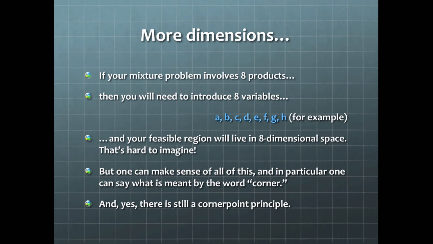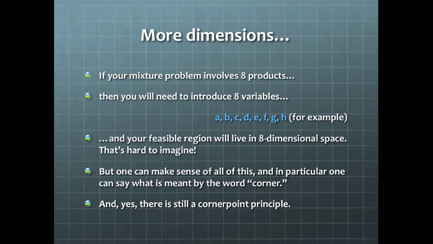Now, when somebody says that, it might sound ridiculous, or just totally frightening. But 8-dimensional space is something that one can actually think about if one is simply thinking about working in coordinates. All you're doing is talking about all the possible ordered 8-tuples of numbers. And then you have to decide which of those are feasible. So it turns out that one can actually make sense of all of this. In particular, one can even say what is meant by the word corner. I won't try to define that because now I'm just sort of giving you propaganda. We're not actually going to do any examples. But you can make sense of what it means to be at a corner of a feasible region.